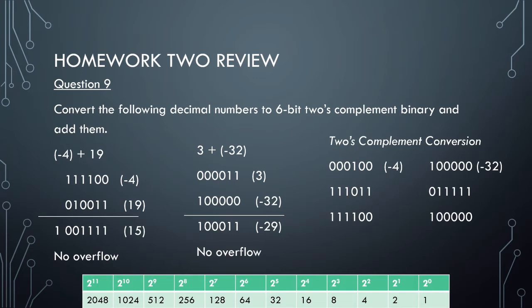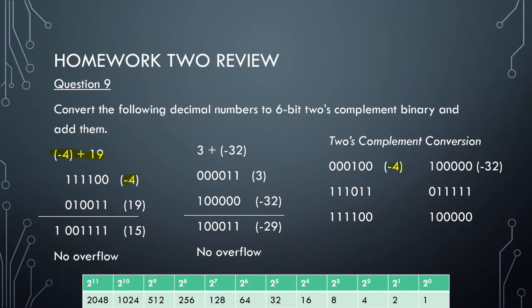Here we have our next two problems from question number 9. The first one is -4 plus 19. So I have built the 2's complement for -4. We'll hop over and take a look at that. Let's look over to the right of the screen.